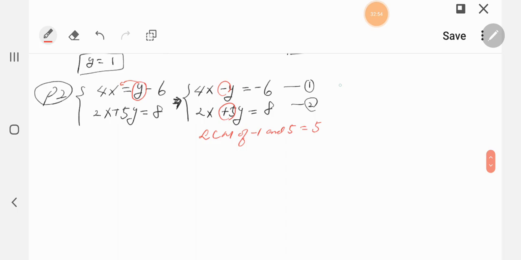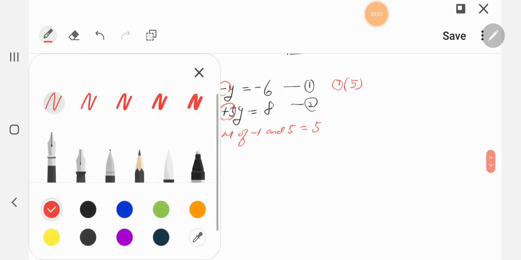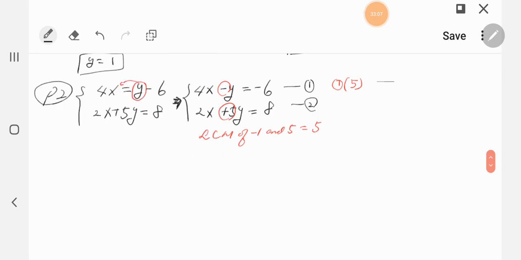So I will multiply the first equation by 5, so that we will have negative 5y. Okay, so multiply by 5, then there will be 20x. Okay, let me write it here. So 4x minus y is equal to negative 6. This is equation 1.